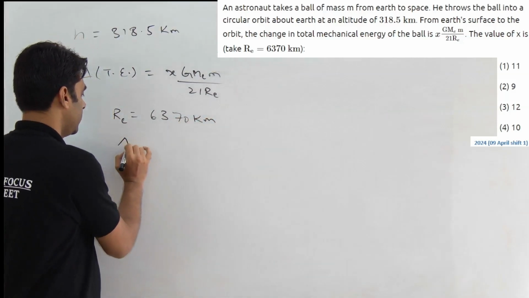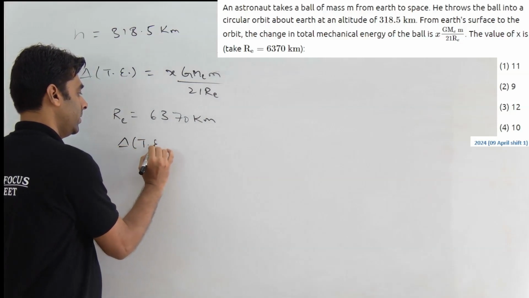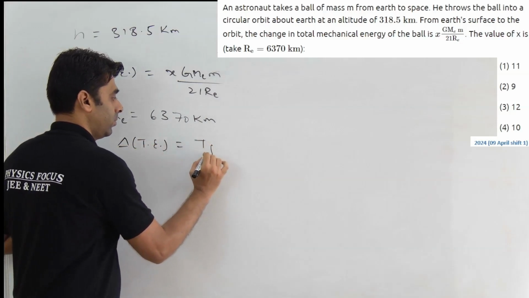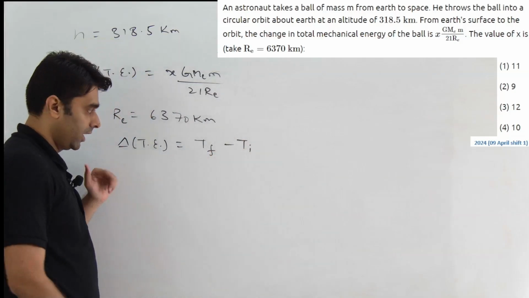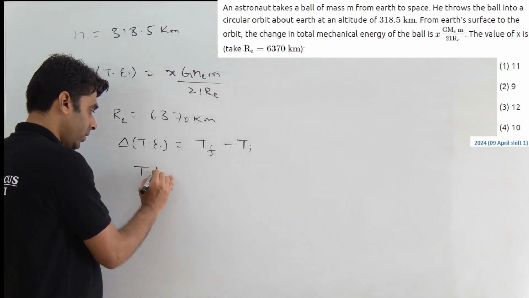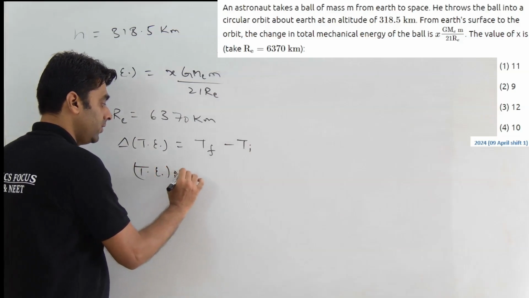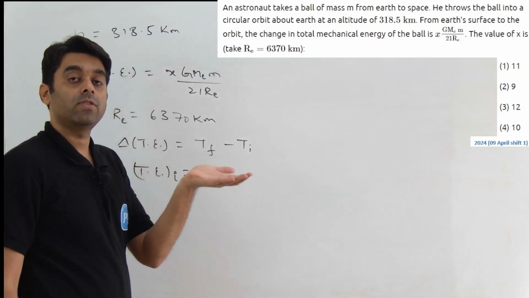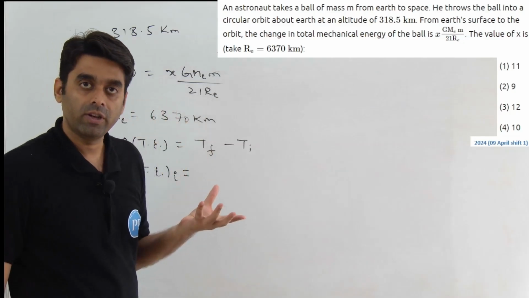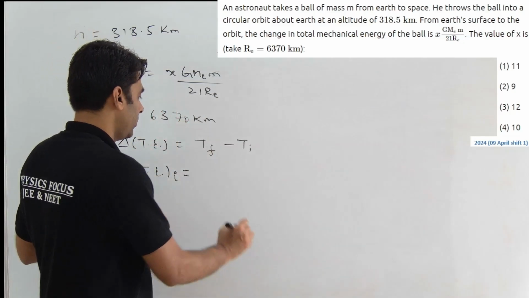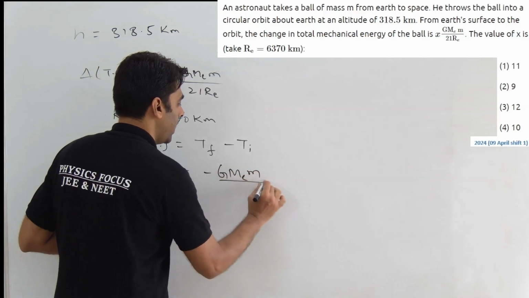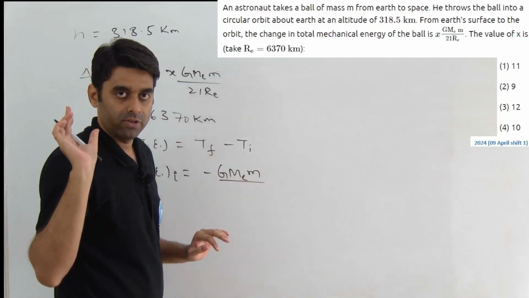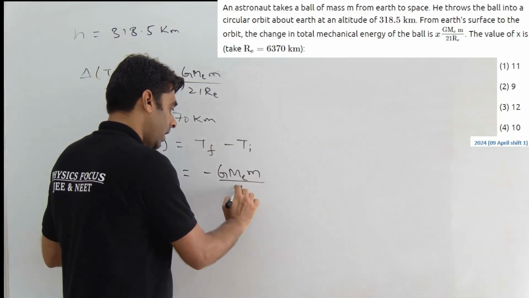First of all, what is the change in energy? Change in total energy will be the total energy final minus total energy initial. Initial total energy: initially, when it is on the surface, it will have only potential energy. What is your gravitational potential energy? Minus GMEM by R. Gravitational potential energy is minus GMEM by R.